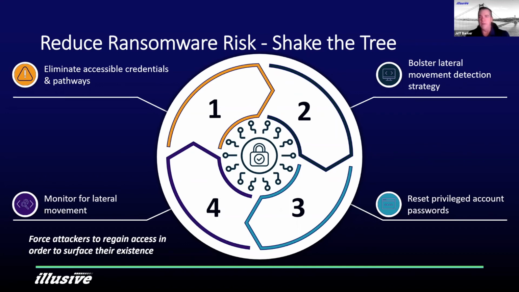Let me try to provide some guidance. Hey, I've got a current situation in my infrastructure, and maybe the attacker's in and maybe they're not. What do I do? We have this process we've documented called Shake the Tree, and it's really all about reducing ransomware risk. If we go through the hygiene process and we eliminate that low-hanging fruit for the attacker, let's reduce those credentials that are lying around that the attacker leverages. Let's make sure we've got a lateral movement strategy in place, right?